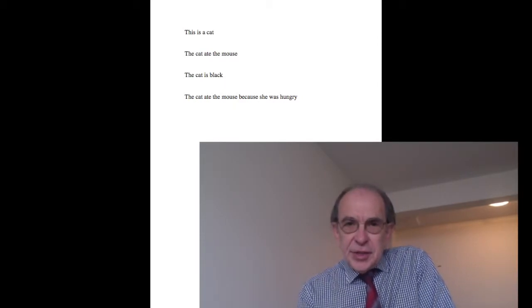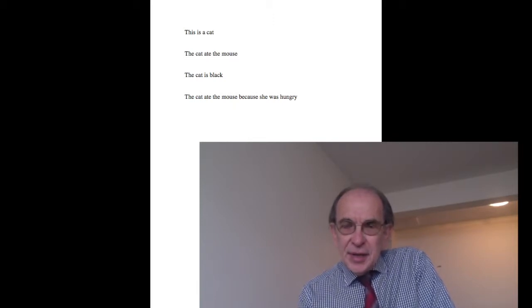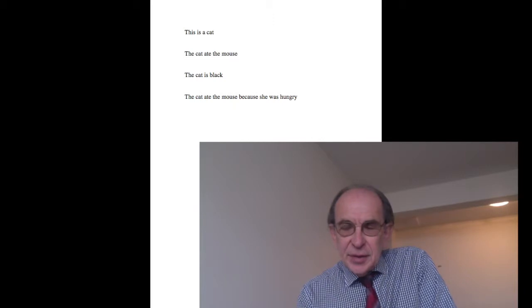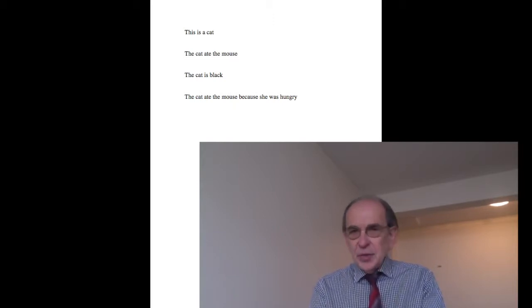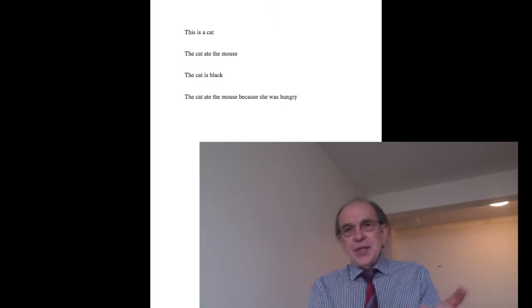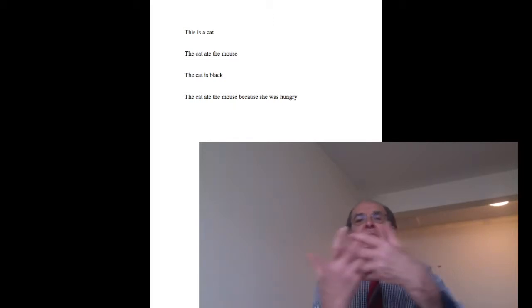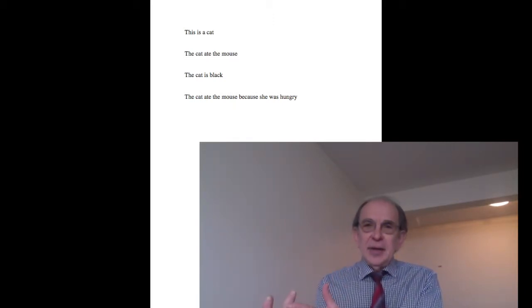Okay, the existence sentences: this is a cat. Now what kind of relationship is that? It's just focusing on the cat, right? Just one thing. But it implies a relationship, doesn't it? This is a cat. It's not just, this is the cat.